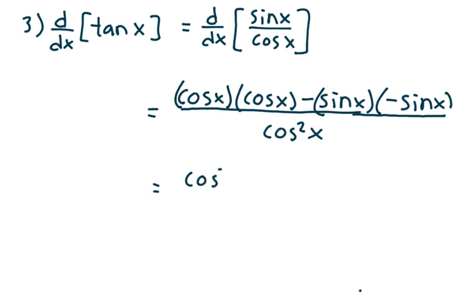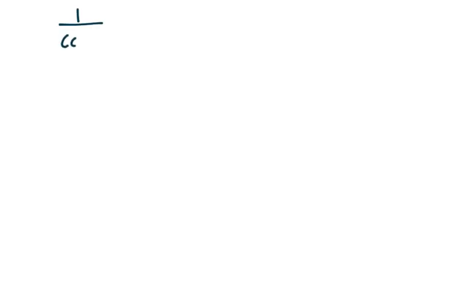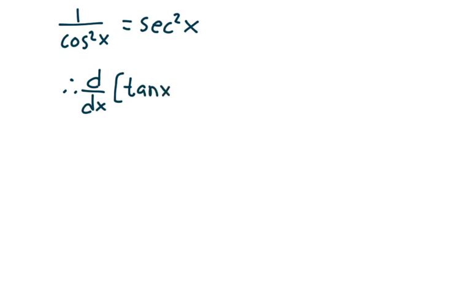So this is cosine squared x. And remember, a negative times a negative is a positive. So we're going to go plus sine squared x divided by cosine squared x. But cosine squared x plus sine squared x is equal to 1. So this is 1 over cosine squared x. Now, 1 over cosine squared x is equal to secant squared x. And so therefore, the derivative of tangent x with respect to x is equal to secant squared x.